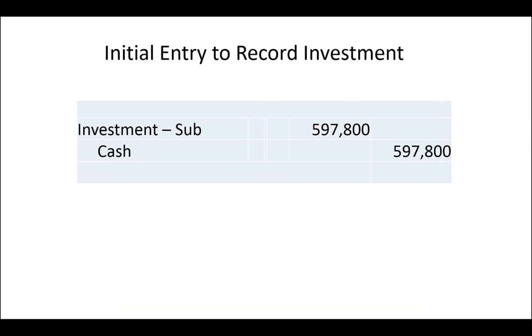Our initial entry is going to be debit investment, credit cash, $597,800. Notice that we didn't do anything with the NCI amount. We won't do anything with that until we consolidate. Remember, during the year and with the investment, the parent is going to account for the investment under the equity method of accounting, which is what we're doing here.